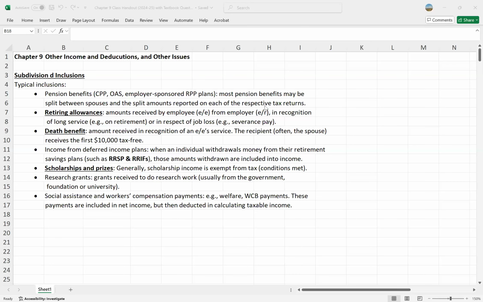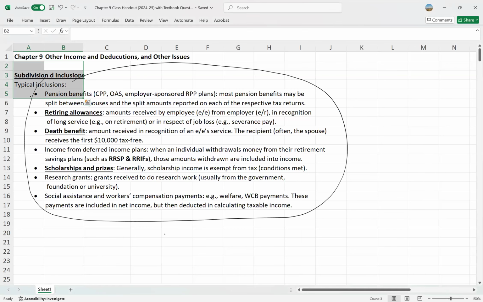Today we're going to go into chapter 9, and as you can see from the title, it talks about other income and deductions and other issues. Now, most of chapter 9 deals with other deductions, but it does start off talking about these other income amounts. And we'll just briefly go through them quickly.